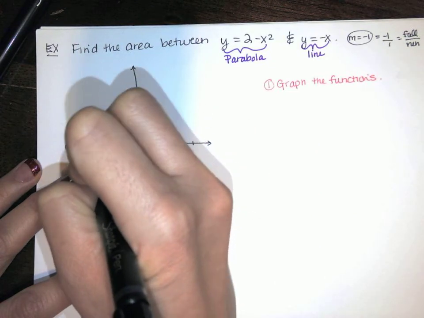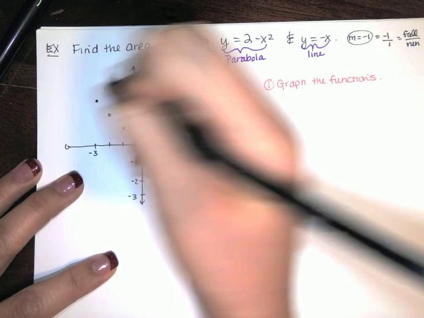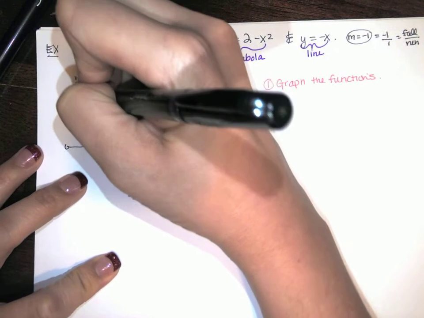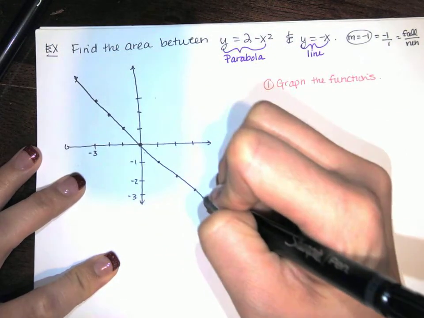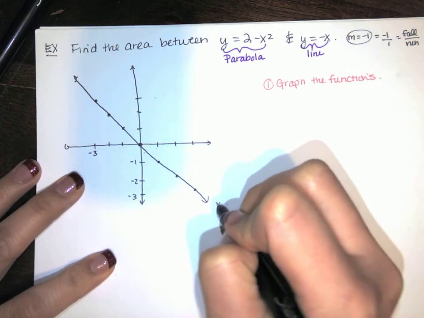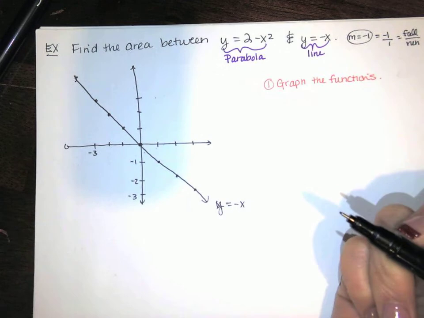Back 1, up 1. And it's supposed to be a line. My graph's not perfect, but you get the idea. That's supposed to be y equals -x.